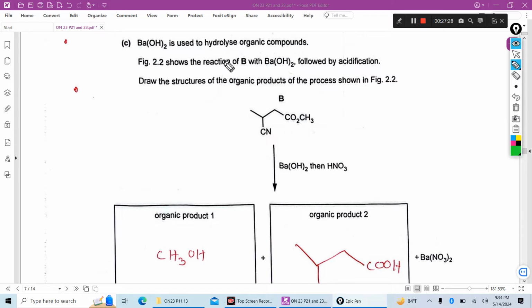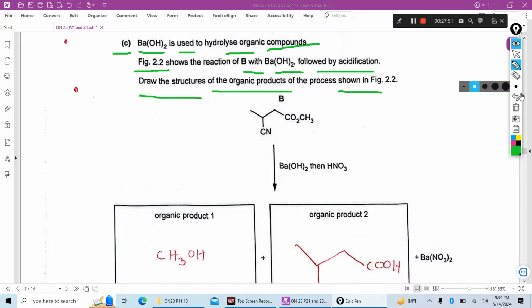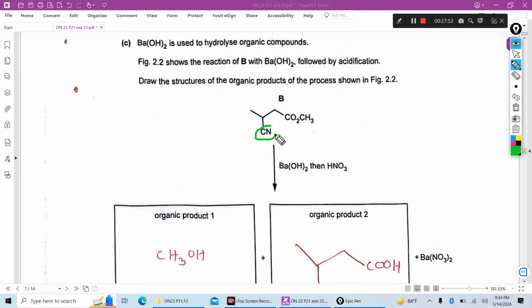Next, part C. Number C: barium hydroxide is used to hydrolyze an organic compound. Figure 2.2 shows the reaction of B with barium hydroxide followed by acidification. Draw the structure of the organic products of the process shown in figure 2.2. You see, this is a cyano compound and an ester compound, functional group COO, with alkyl groups on both sides.